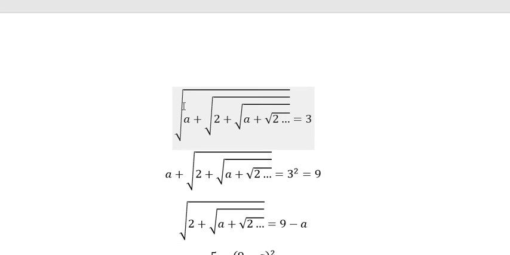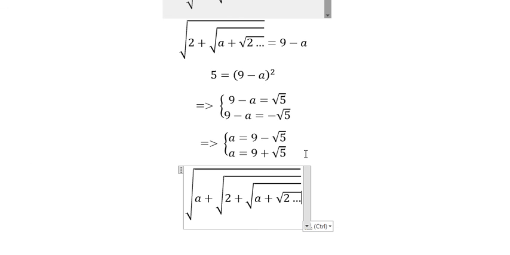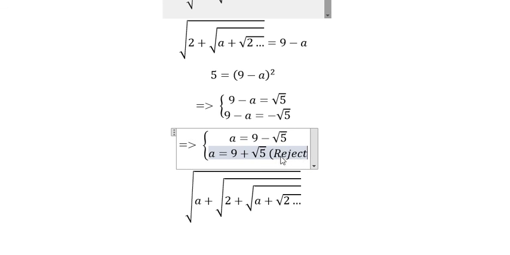Now let's go back to this one. We know that the square root of number 9 is 3. If we put this one in here, it is greater than 9 because we have 9 plus the square root of number 5, and we also have the number on the right in here. So if we put it in here, you get more than number 3, so we need to reject this one. And this is the final answer.